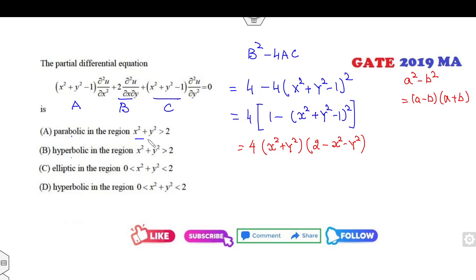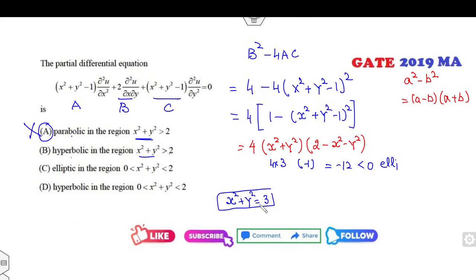Now look at the options. x square plus y square is greater than 2. I can choose any number, let's say 3. Then this number will be 3, and this number will be 3 minus 1. It is 4 times (1 minus 4), that is minus 12, less than 0. That is elliptical. But the option said parabolic, so the first option is cancelled. x square plus y square greater than 2, I choose 3, but it is elliptical, it is not hyperbolic.